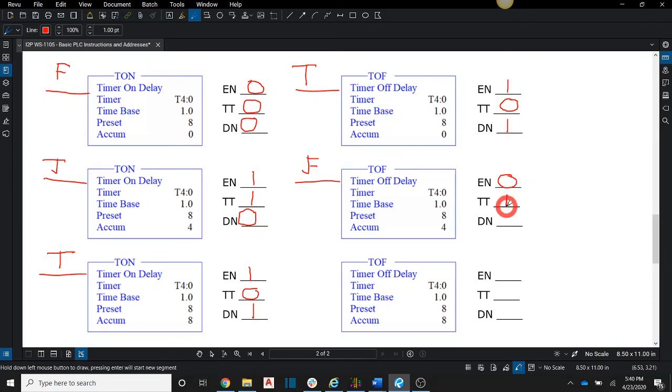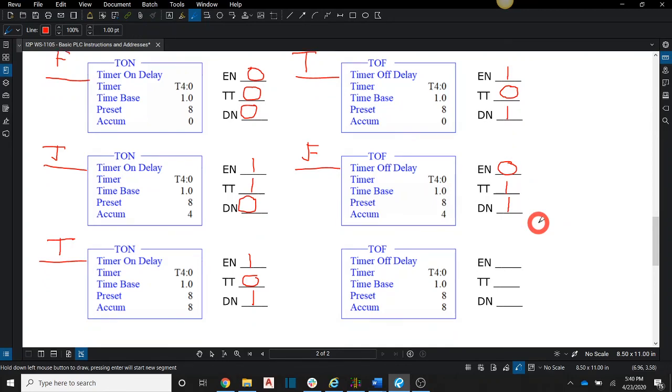So the timer timing bit is going to be a 1 because we're not complete yet. We haven't reached the 8 seconds. We're physically still in the act of timing, so the timer timing bit will be set to 1. And we are not complete. So since we are not complete, remember, for a timer off delay, the done bit is the opposite of the complete definition. So we are not complete, so therefore we are done. Okay? And that is all of the values for that particular state.